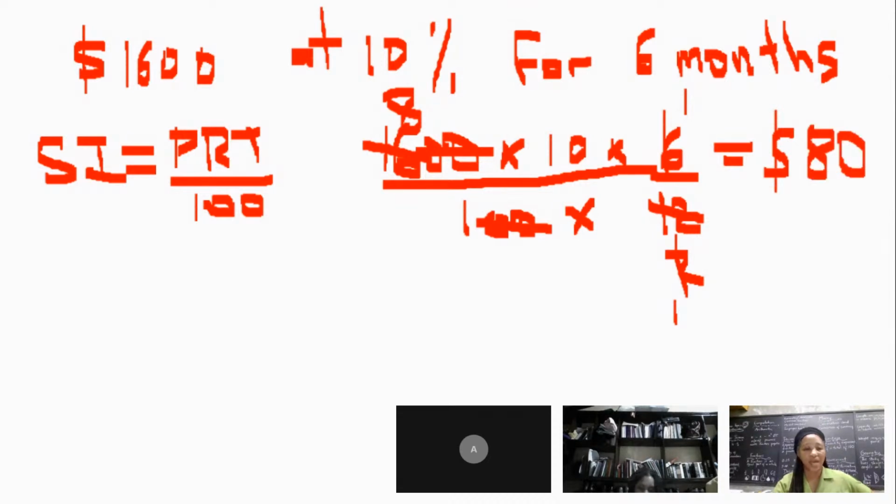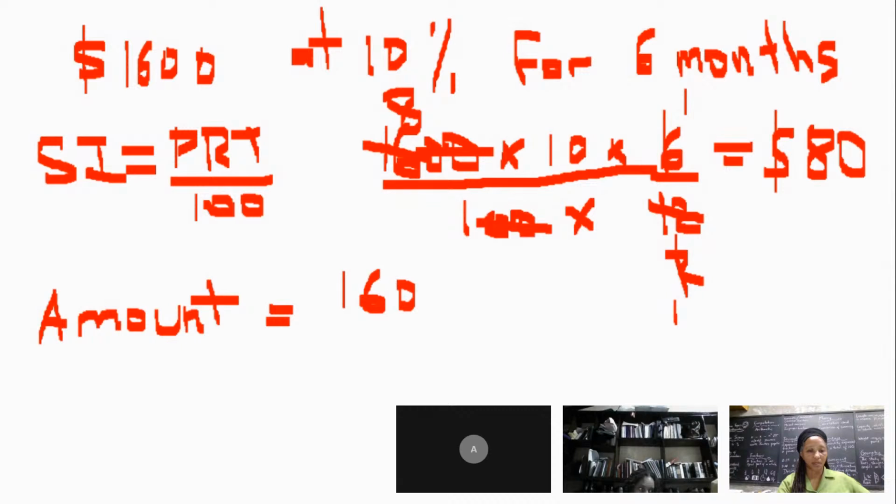All right, so what would I have to, so the amount that I have to pay back? Yes, Miss, we're going to add the $80 to the $1,600, Miss. And Miss, we would get $1,680. $1,680. Yes.